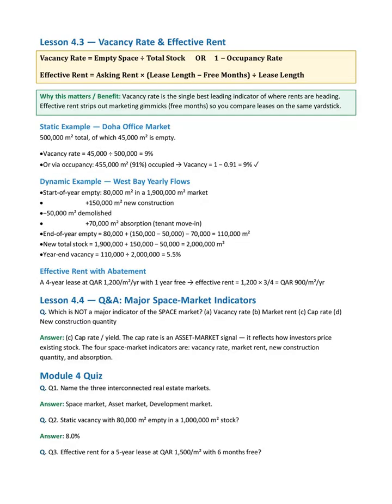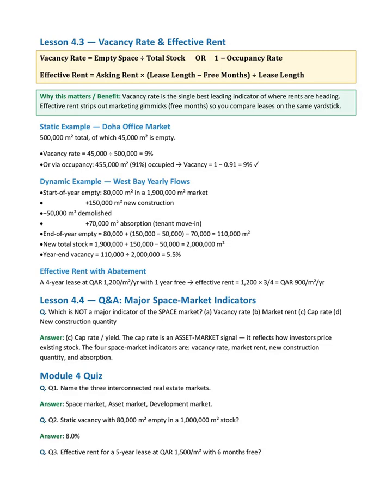This page is Lesson 4.3, Vacancy Rate and Effective Rent Formulas. Vacancy is empty space divided by total stock. Effective rent is asking rent times lease length minus free months, divided by lease length. A static example shows 50,000 square meters total with 3,500 vacant. So vacancy is 7%.